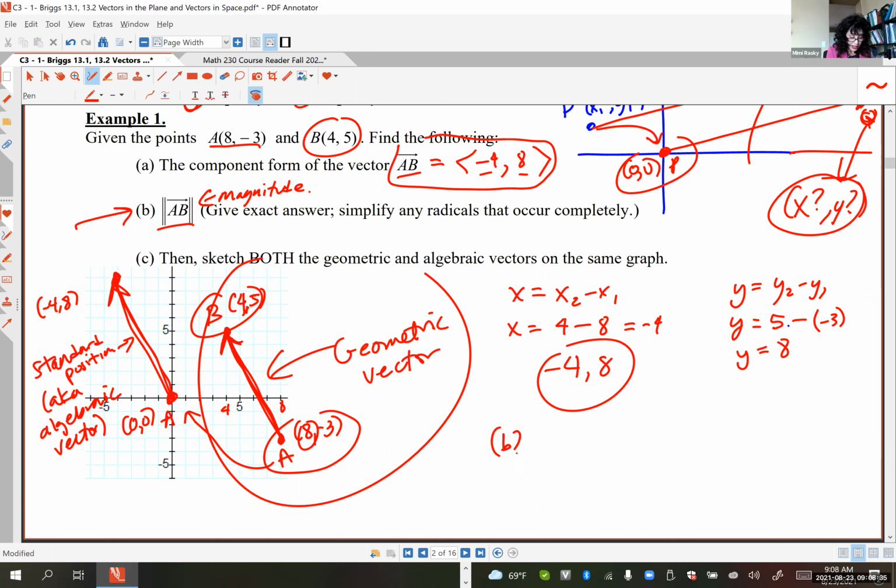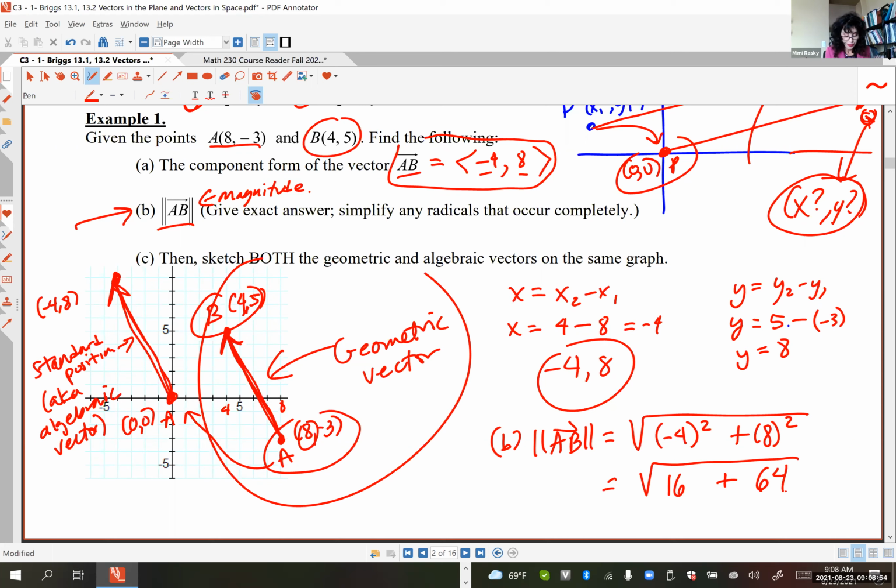Okay, and now we can find the magnitude. So for letter B, we want the magnitude of AB, and that is going to be the square root of the sum of the squares of the components. And anytime you square a negative, I hope you remember it's positive. So you don't even have to put -4 squared. You could have just put 4 squared, right? So what does this end up being?